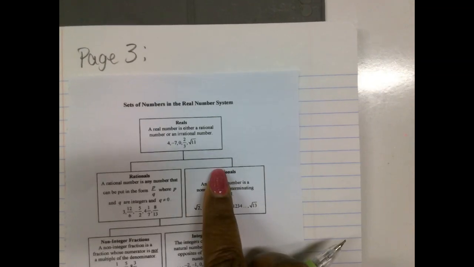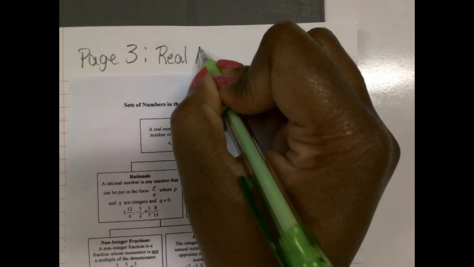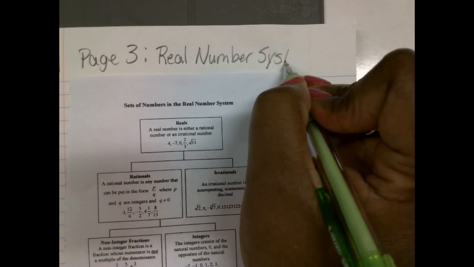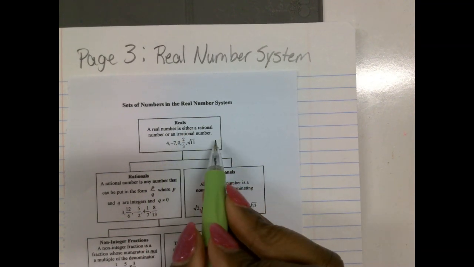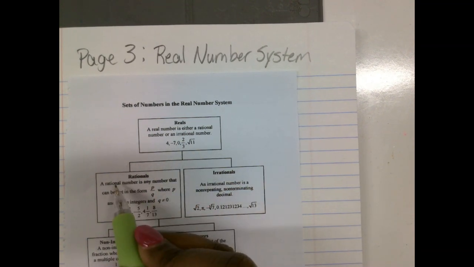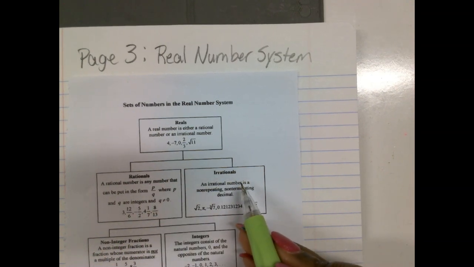This is page 3. This is just a review of the real number system. If you have forgotten how to classify numbers, please make sure that you go over this again. Just read over it, peruse through it. But this is your real number system. This is how you classify numbers. Again, if you can't remember, any and every number is going to be a real number. Real numbers are broken into 2 different categories. Either a real number is going to be rational or it's going to be irrational.